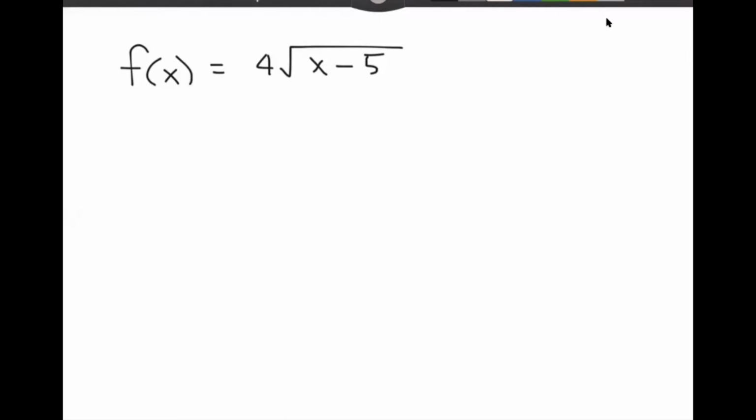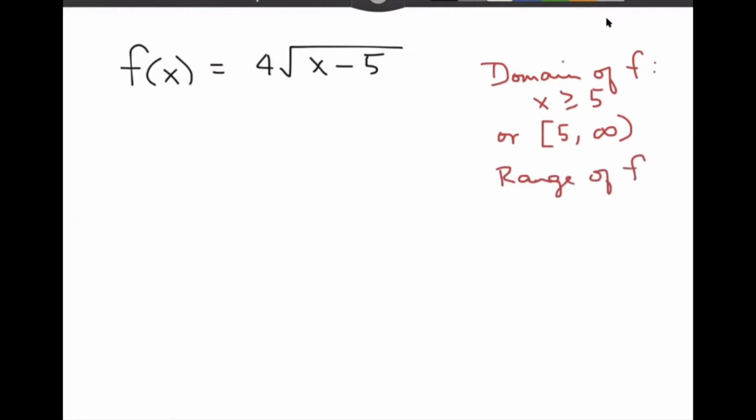So notice that the domain of f is x greater than or equal to 5, aka the interval from 5 to infinity, including the 5. And you see why that is, right? In order to get a real number out of this function, x minus 5 has to be at least 0. It can't be negative.